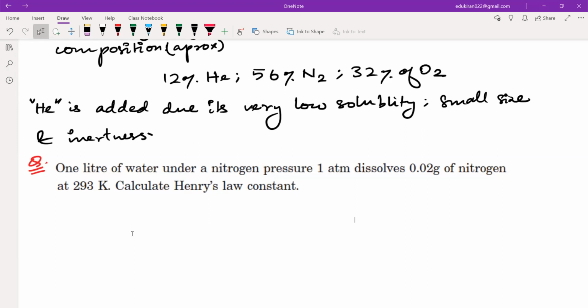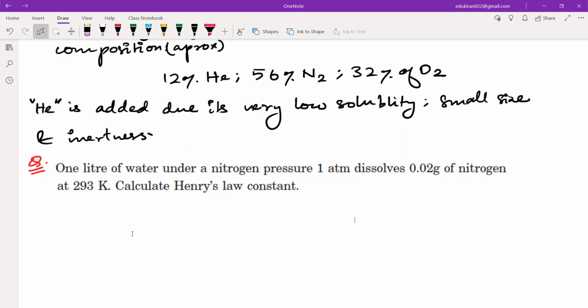Write this question: 1 liter of water under a nitrogen pressure of 1 atm. That means the pressure that you have applied is 1 atm due to nitrogen. It dissolves 0.02 gram of nitrogen at 293 Kelvin. Calculate Henry's law constant. So what we have taken is 0.02 gram of nitrogen, dissolved inside water, sealed it, and then measured the pressure. The pressure was 1 atm inside the container.